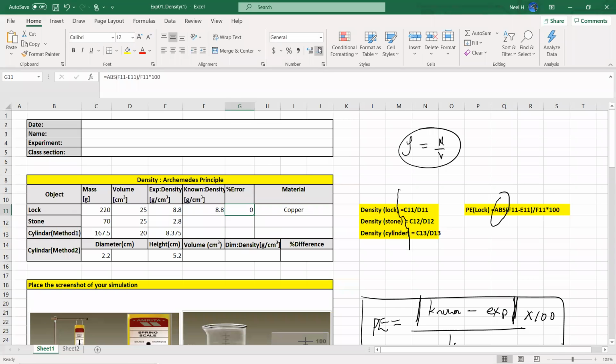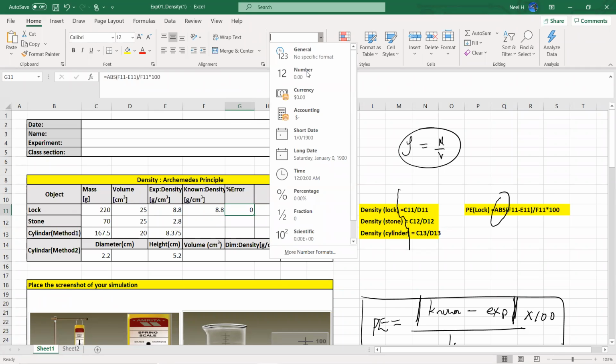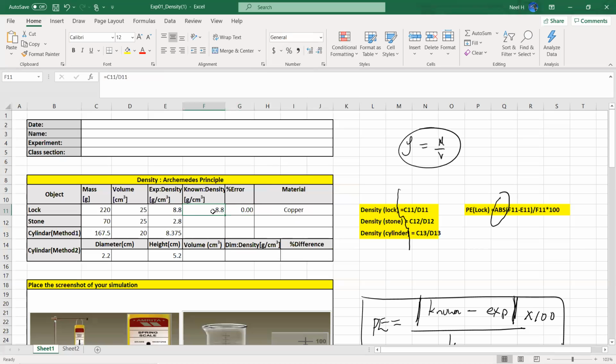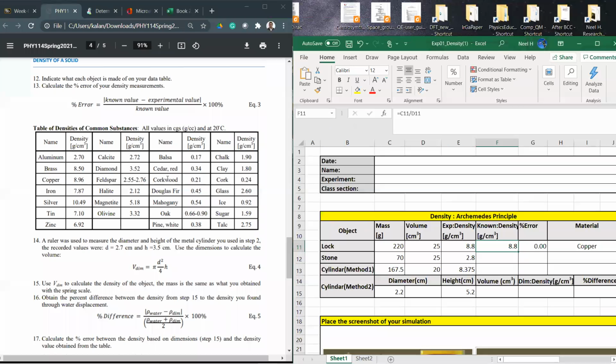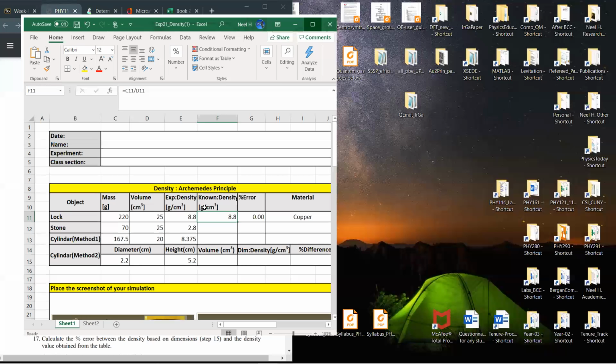Professor, isn't the known density for the copper? I'm confused. They're both not 8.8. Oh yeah, I think I did 8.96. That should be 8.96. This one.